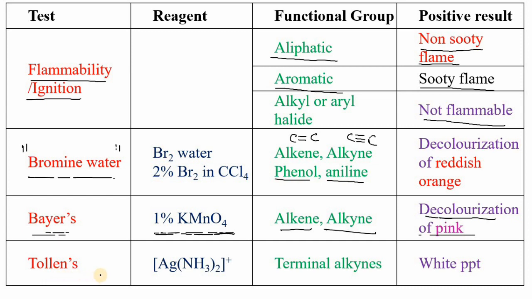Tollens' test. The reagent for Tollens' test is ammoniacal silver nitrate. The active complex in Tollens' reagent is [Ag(NH3)2]+. This is used to distinguish terminal alkynes from internal alkynes. The terminal alkynes form a white precipitate with ammoniacal silver nitrate solution.